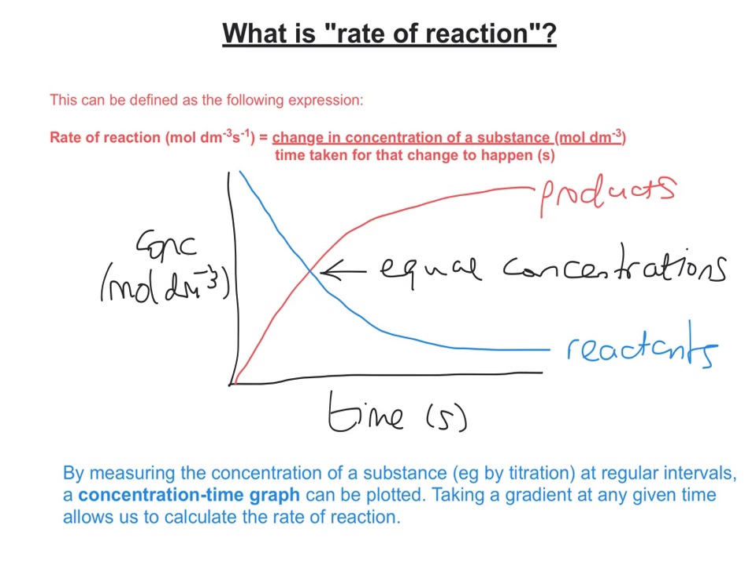So at any place in either of these curves you can take the gradient and work out what the rate of reaction is with respect to that particular substance at any time. So the next thing to do is to look at the basis of rate of reaction, what affects it and what causes it.